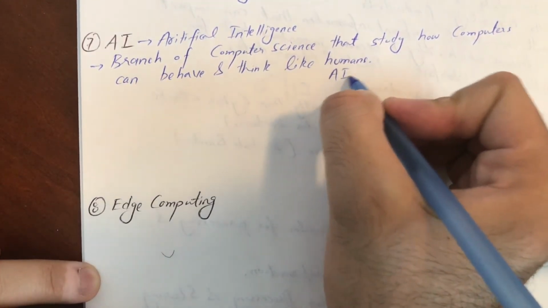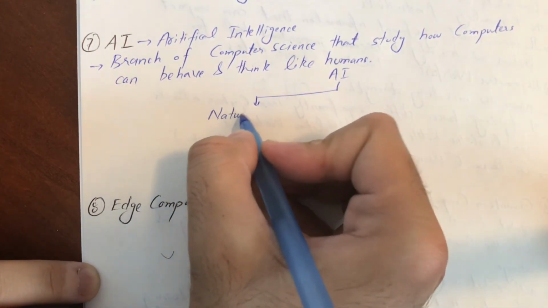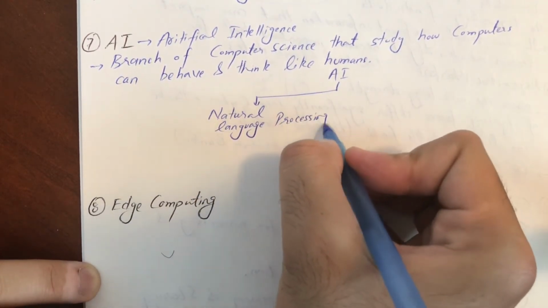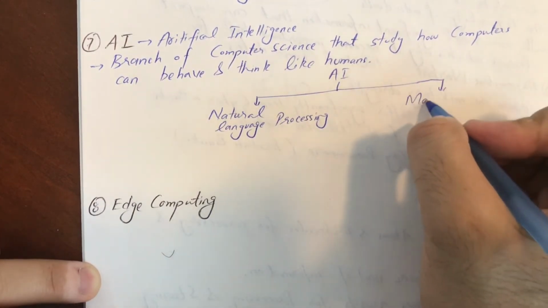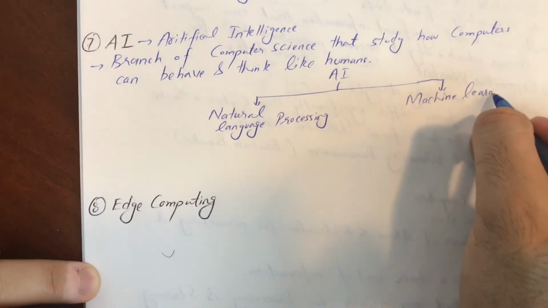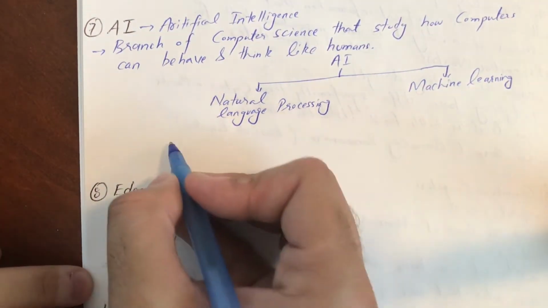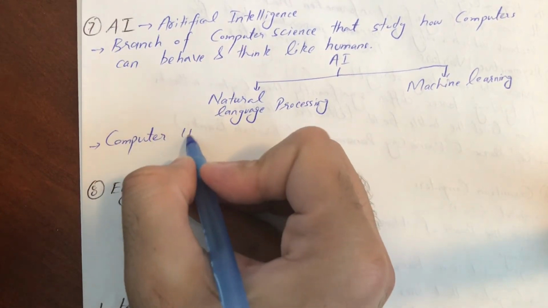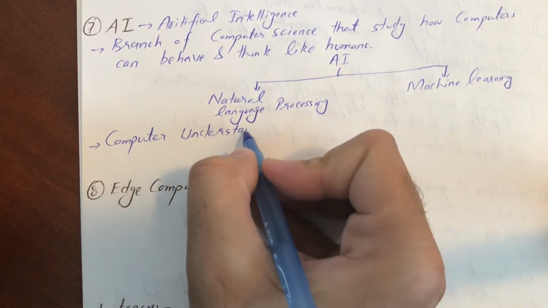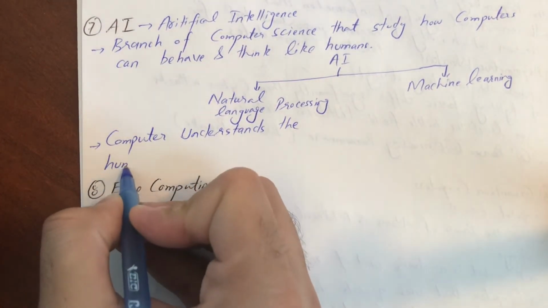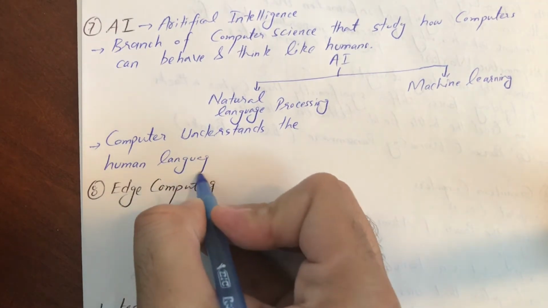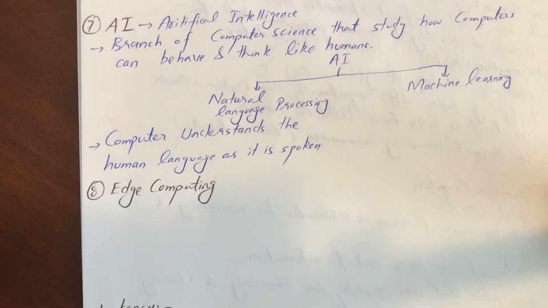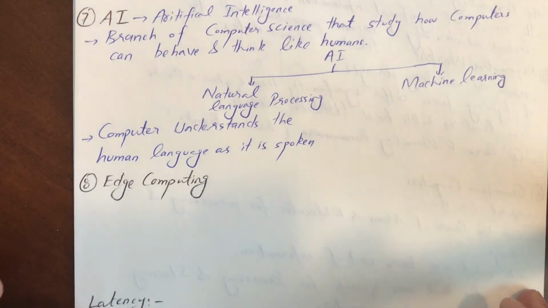Now, artificial intelligence can be of two types. It can be natural language processing, and the second type is machine learning. Natural language processing is where we study how a computer understands the human language as it is spoken. We are working on algorithms so the computer can understand exactly the same words and execute the command.